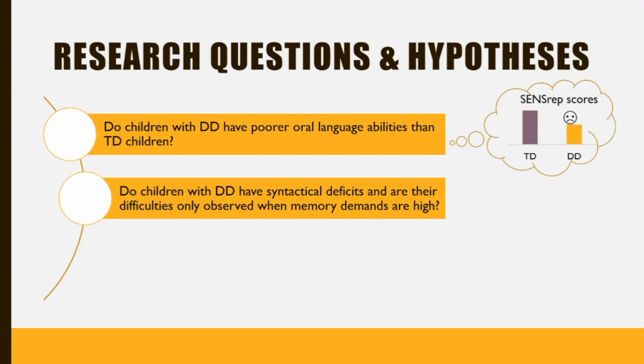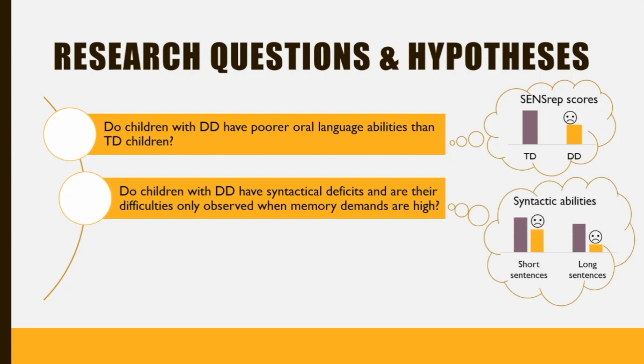And second question, do children with dyslexia have syntactical deficits, meaning more difficulties with the complex sentence structures? And are their difficulties only observed when the memory demands are high? My prediction is, yes, they will show to have more difficulties when the sentences are more complex, like the non-canonical sentences, and that should be seen even when the sentences are short. So supporting the view that it's not just a memory issue, it's also the language that is poorer than the typical kids.